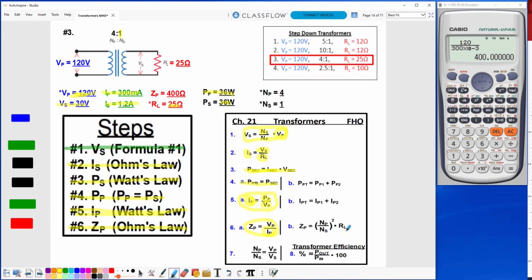Now there is another formula that we could use to find the impedance of the primary, but for right now we're just going to stick with our Ohm's law formula.